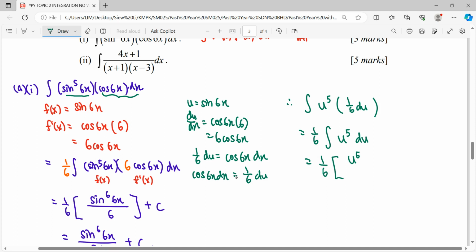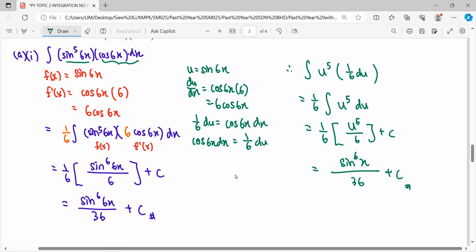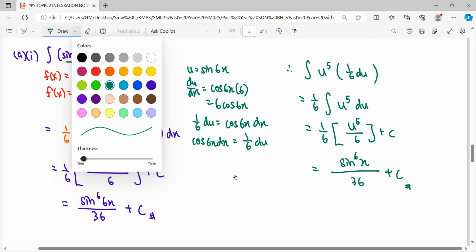So power plus 1 over the new power. And lastly, we need to substitute back the u, which is sine 6x. So using substitution and using the formula, they will give us the same answer.